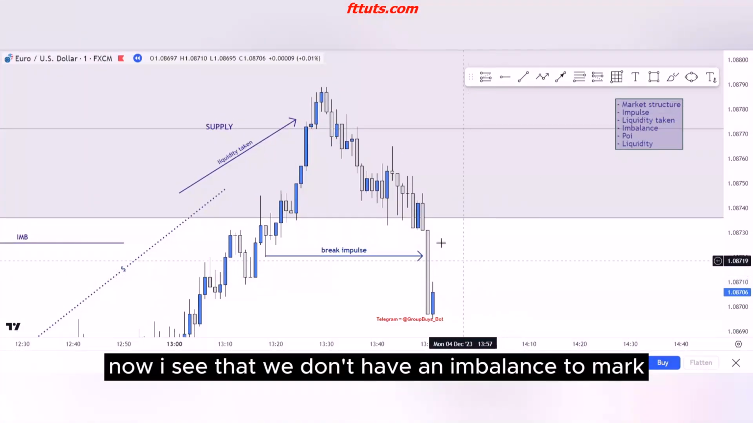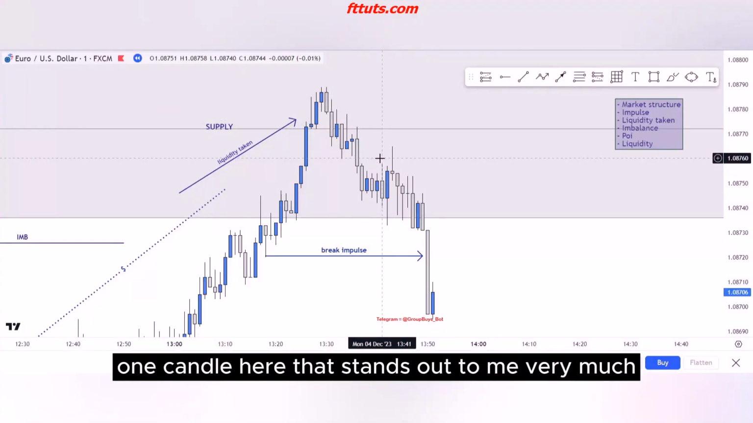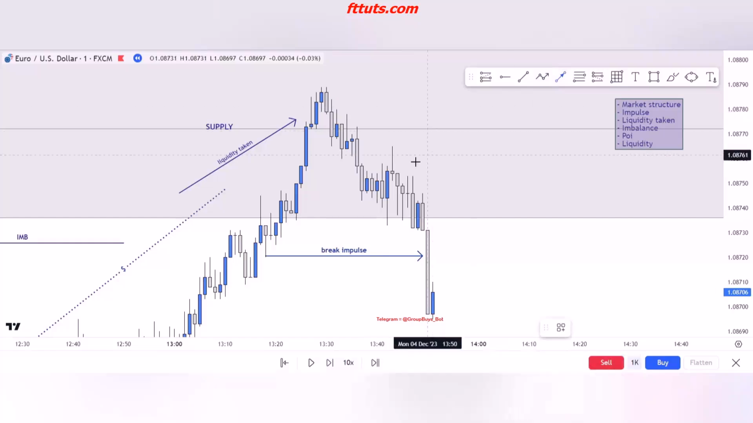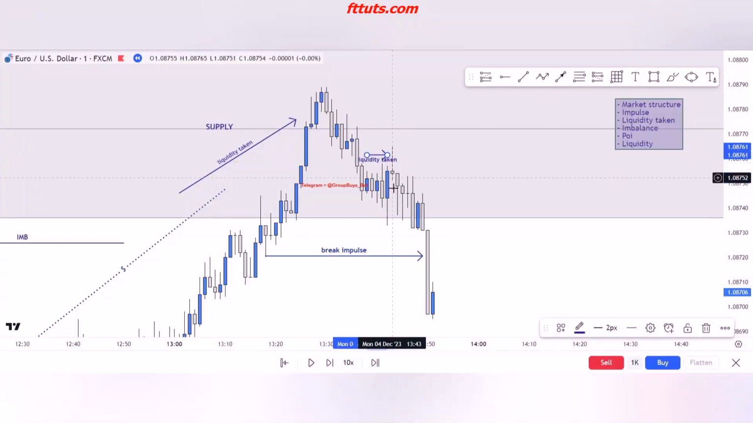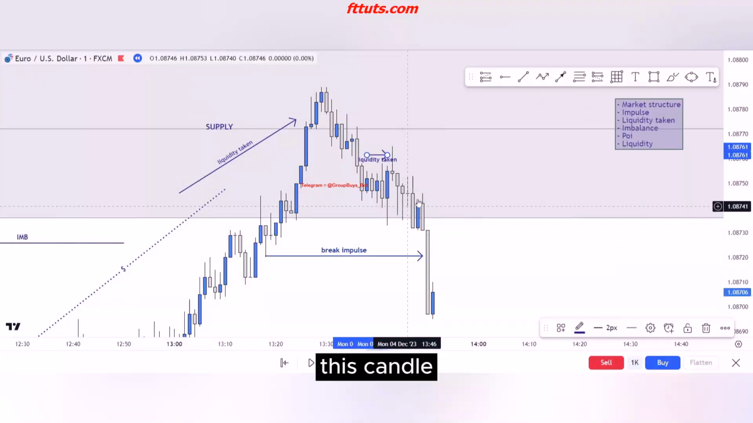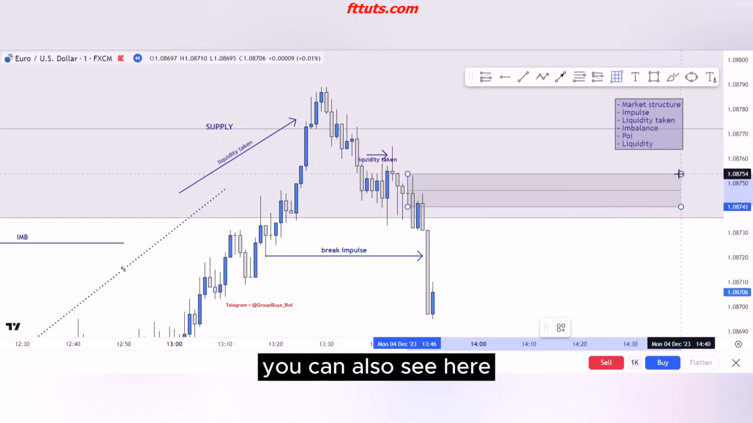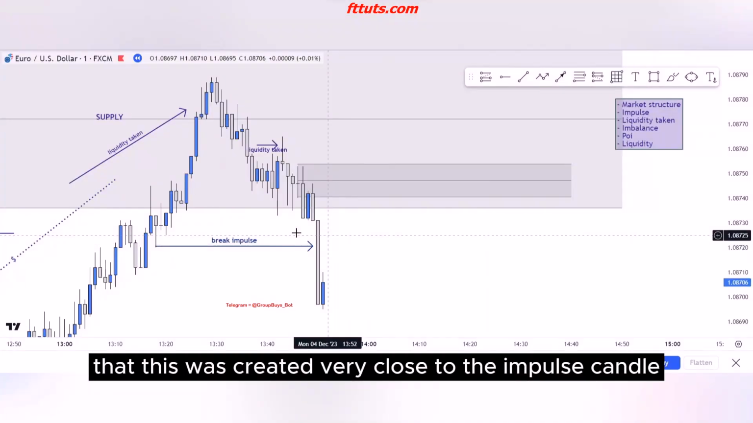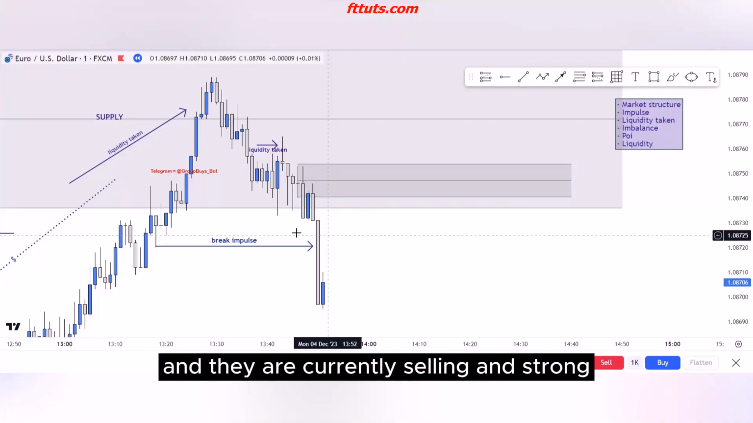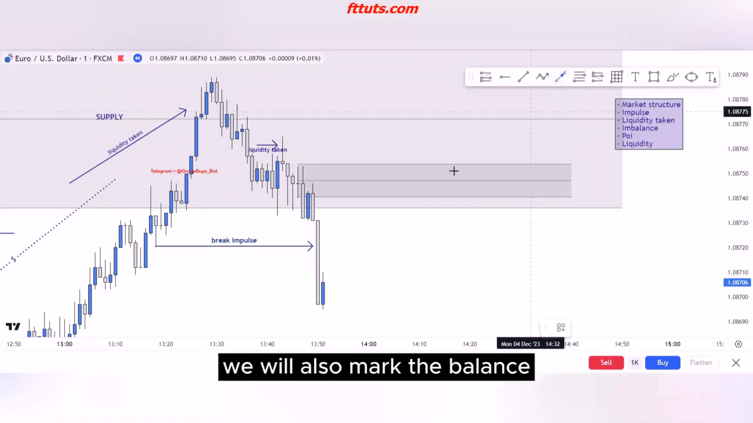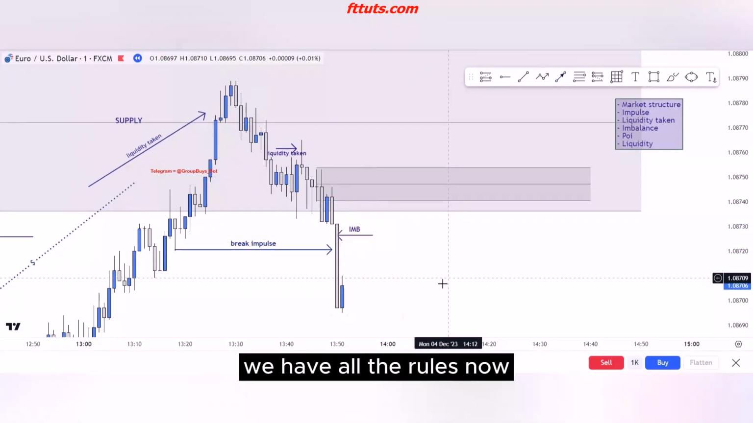Now I see that we don't have an imbalance to mark. There is a density of candles here, but there is one candle that stands out to me very much. We can also point out that there is a tiny taken liquidity here. That's right, this candle, the doji candle. It is the strongest here. You can also see that this was created very close to the impulse candle. This shows us that the institutions are definitely here, and they are currently selling strongly. We will also mark the imbalance they will have to complete. And that's it. We have all the rules now.